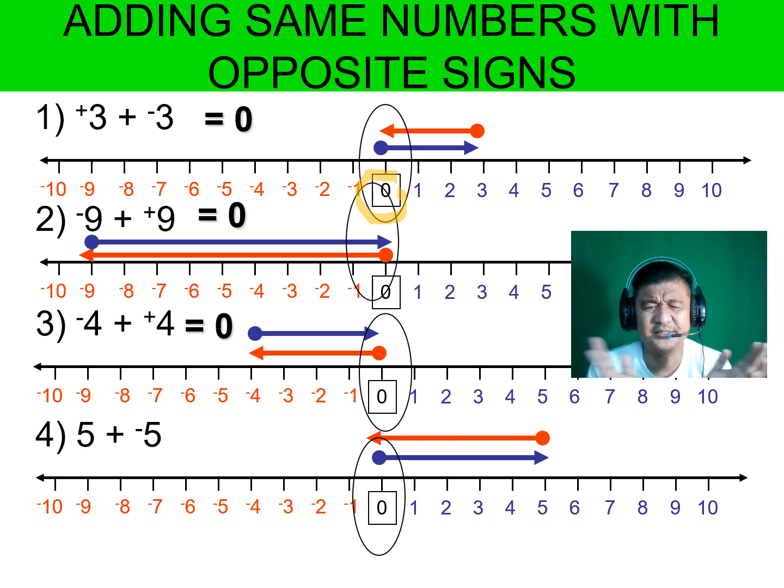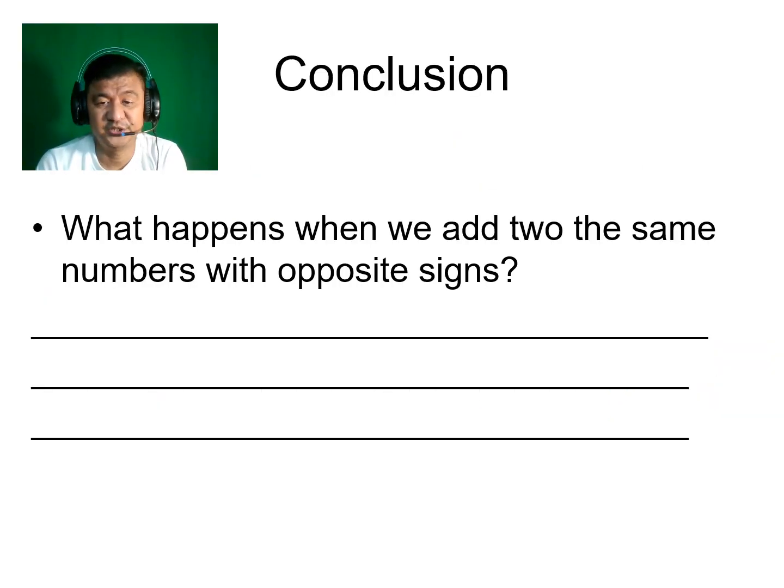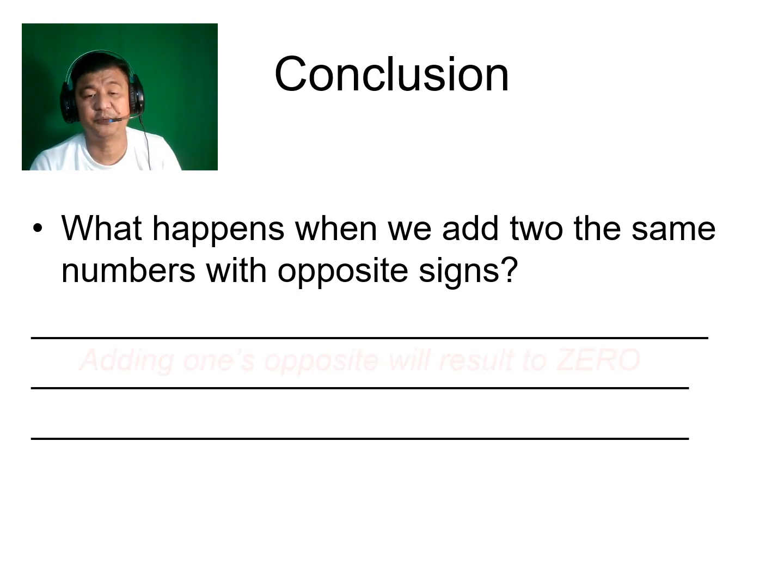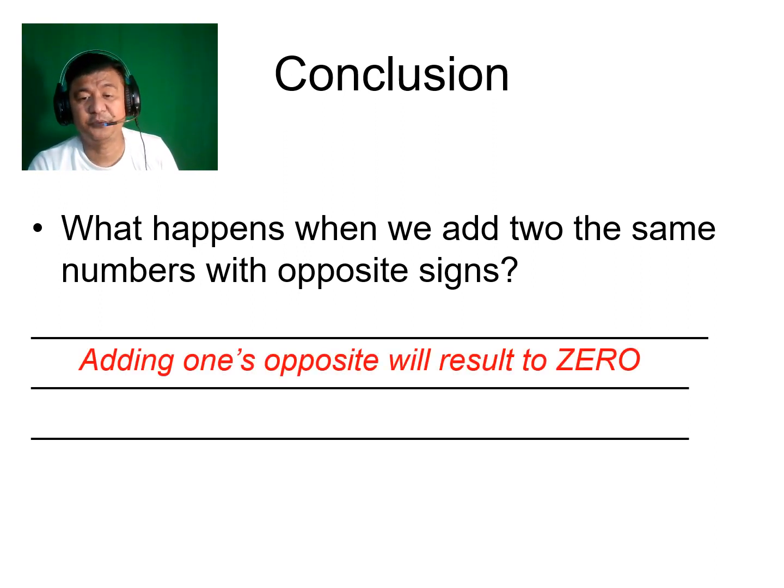Am I wasting my time doing this? It's the same number. I'm just adding them, but the other one's the opposite. Think of a rule. Correct, you got the rule. Let's now make a generalization. What happens when we add two of the same numbers with opposite sign? Adding one's opposite will always result to 0.